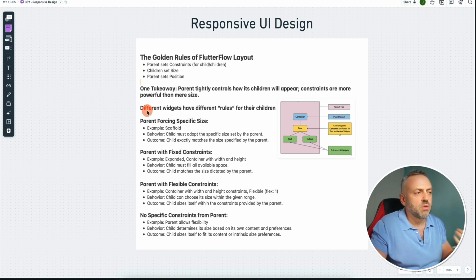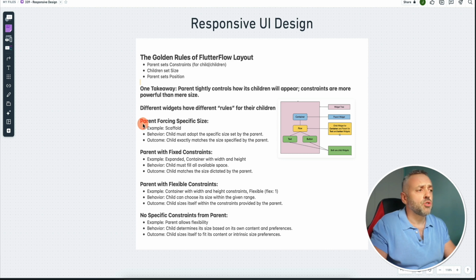What this means is that different widgets have different rules for their children. And this is where we are going to jump into different scenarios. Now you're going to start to see how you can get your app to align itself exactly as you want, for different resolutions, for different scenarios. This is where it all begins. So there are four general scenarios.